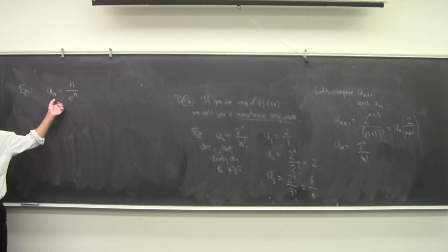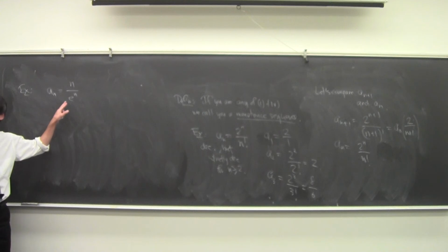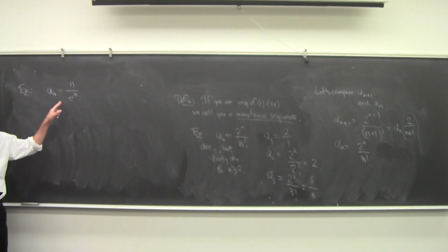Because for every value of n, it's going to decrease. If a sub n is less than a sub n plus 1 for all values, but strictly decreasing. Okay, so I want you to tell me why you think this is decreasing, not that it is decreasing, which you said. Why do you think this thing would be decreasing?